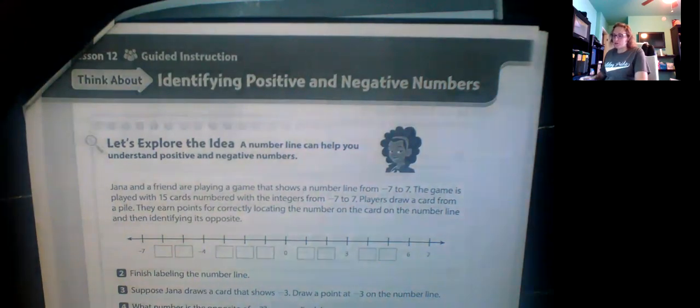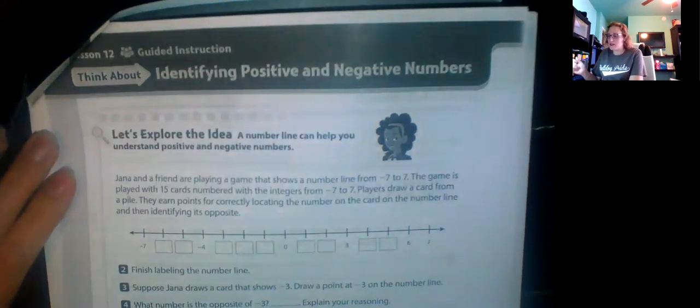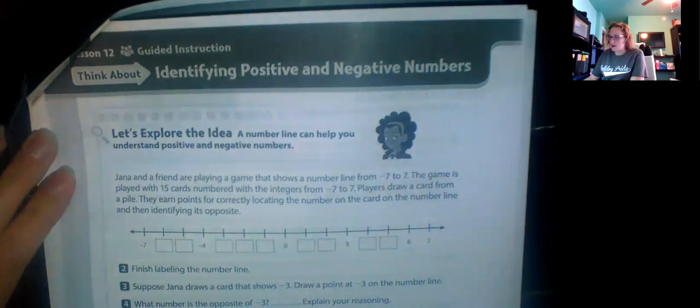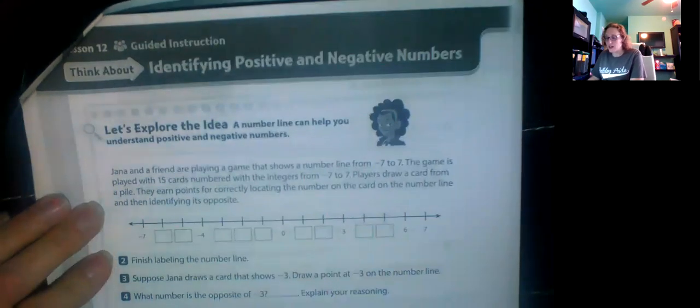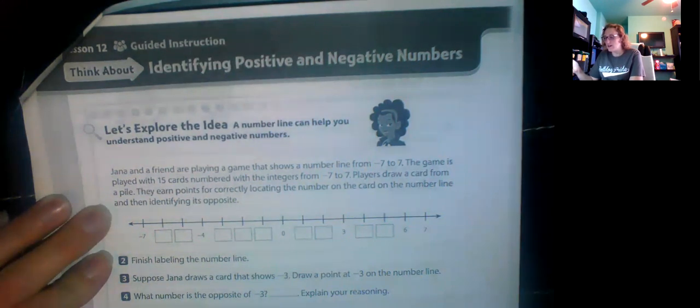Okay, so this is identifying positive and negative numbers. It says Jenna and a friend are playing a game that shows a number line from -7 to +7. The game is played with 15 cards numbered with the integers from -7 to +7. Players draw a card from a pile. They earn points for correctly locating the number on the card on the number line and then identifying its opposite.